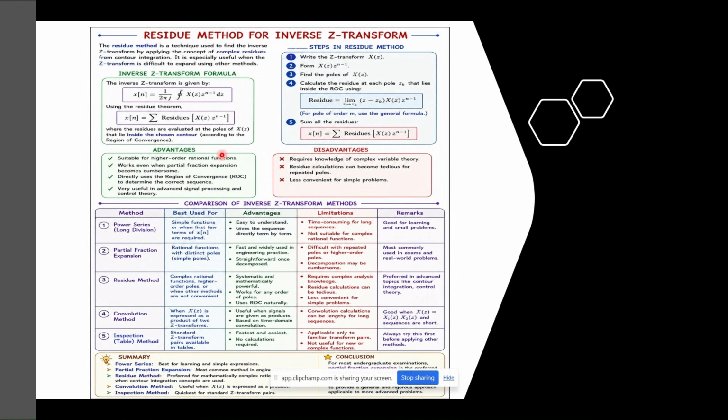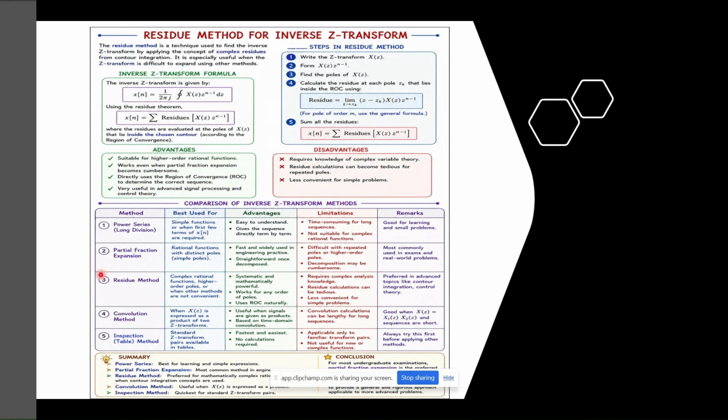The advantage of this residue method is that it can be used for higher order rational functions, but for smaller problems it seems to be a little bit complex. The disadvantage is that it requires some knowledge of complex variable theory, and it is tedious for repeated poles. So it is less convenient for simple problems.